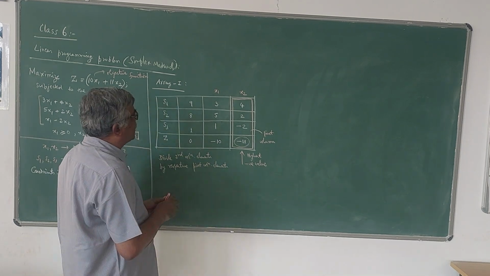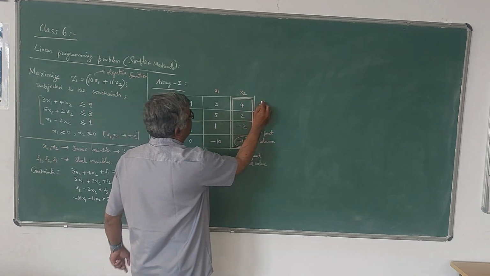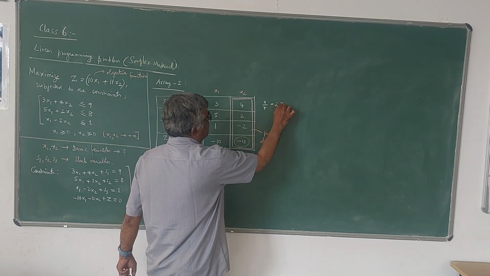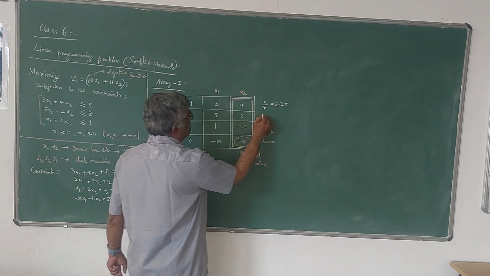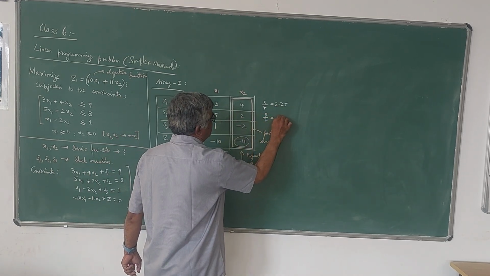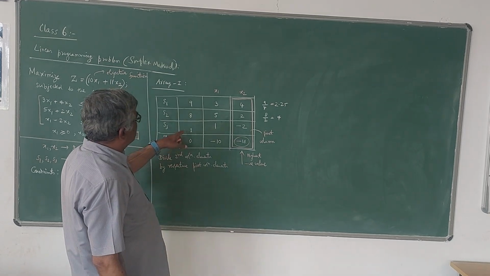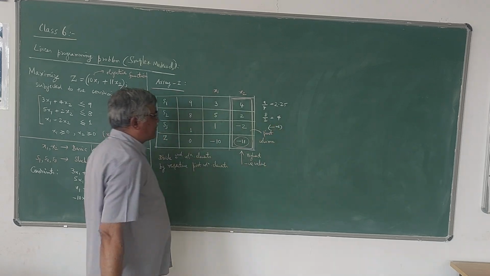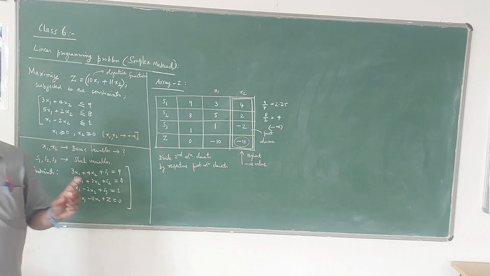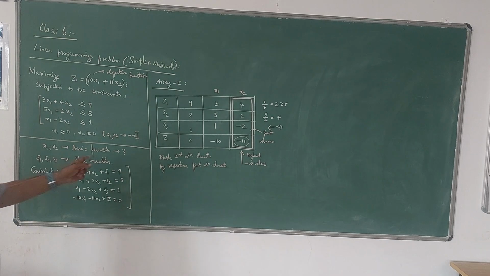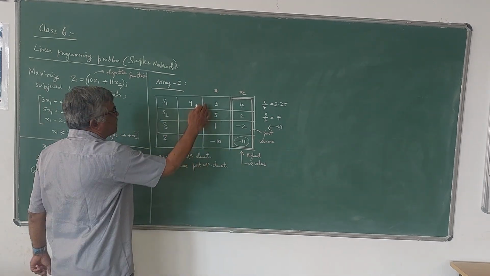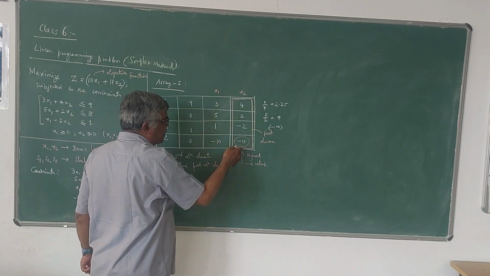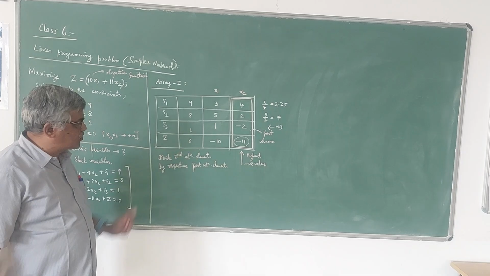So if you do that, what happens here is 9 divided by 4, which is 2.25. 8 divided by 2 is 4. Then 1 divided by minus 2, which is negative. I write negative. The last one you have to leave as it is. You only have to divide the second column elements by the pivot column elements, except the last one.